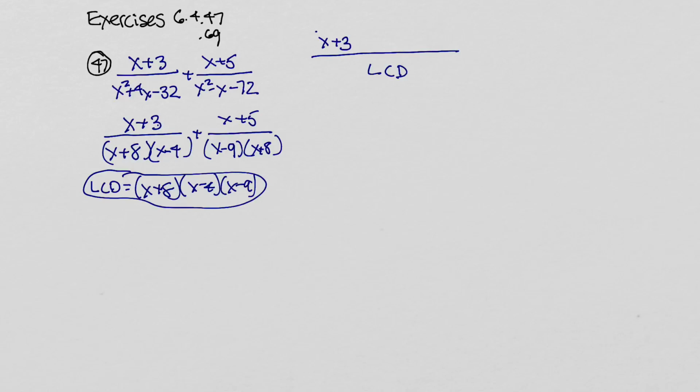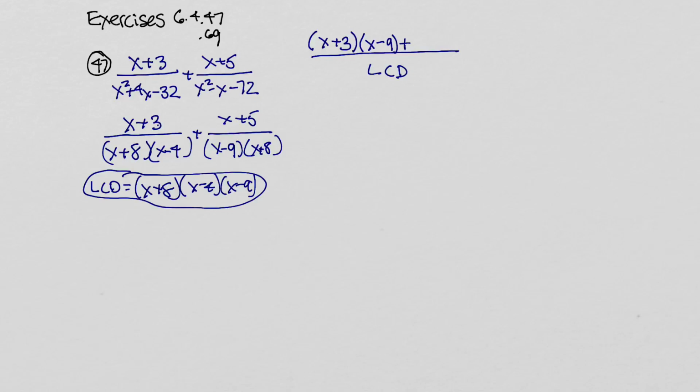So let's do that. I'll put parentheses around the x plus 3 because I want all of it. And I want all of it to be multiplied by that x minus 9. That's the missing factor. When you compare these denominators, the old to the new, or the original to the new, the missing factor, if there is one, that's your adjustment factor. Okay, now we've got a plus.